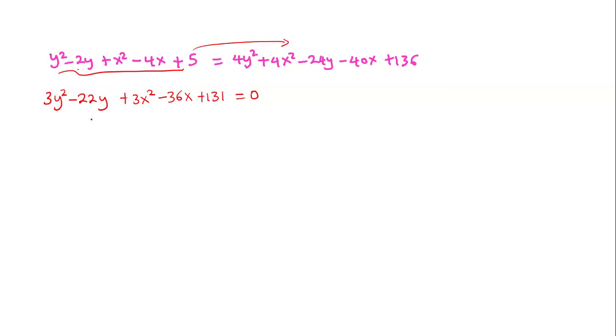Now, what are you going to do? At this point, if you wish, I can remove the 3's. In case you decide to remove the 3, it means that I'm going to remain with y squared minus 22 out of 3y plus x squared minus, when you divide through by 3, this is going to remain 12x, then plus 131 out of 3 equals to 0.